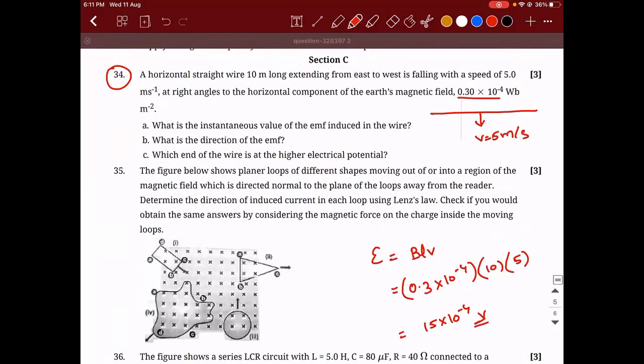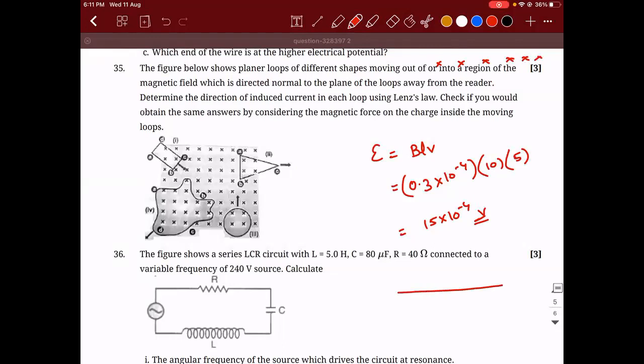Next. If the Earth's magnetic field is taken into the plane, tell me which direction is going to be positive and which is going to be negative. I have already taught this concept. When a conductor is moving, you have a negative charge here. The negative charge is having a velocity in this direction.